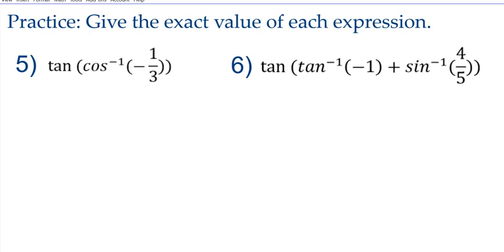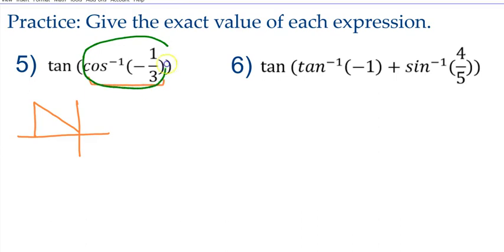Okay, I'm going to work on the inside and find a reference triangle that represents the angle whose cosine is negative 1/3. Because it's negative, cosine is negative in quadrant 2. If I want, I can call that angle something. Maybe I call that angle theta. So I'm looking for the cosine of angle theta.